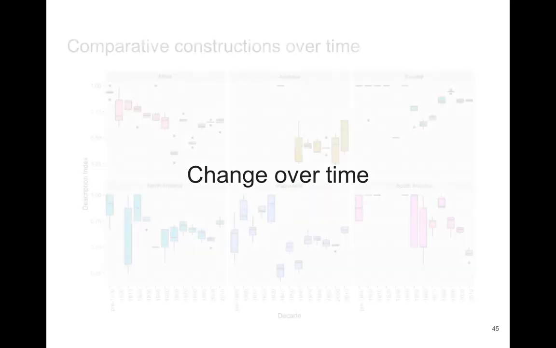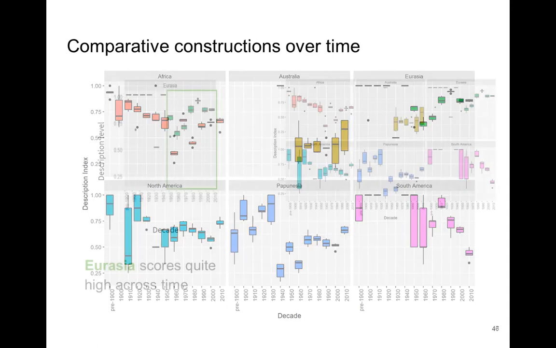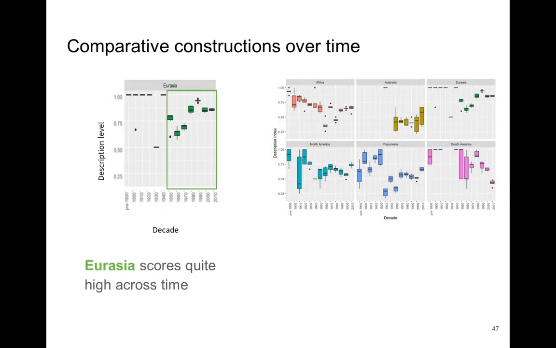Now, let's have a look at the levels of description over time. Here, we illustrate the evolution of the description of just one grammatical domain in our data, namely comparative constructions, and we see that the level of description of comparative constructions is quite uneven in different macro areas and also over time. Eurasia generally scores quite high across time, but we also have gaps in descriptions from the first half of the 20th century, since we mainly included the much better grammars from more recent decades.